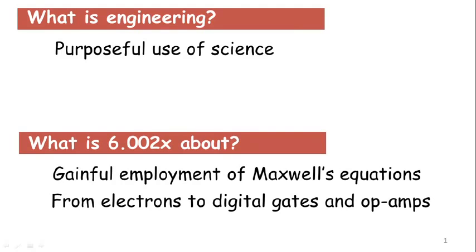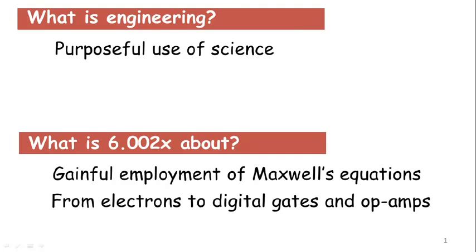6002X is about the gainful employment of Maxwell's equations, going all the way from electrons to digital gates and op-amps. As I mentioned earlier, just as engineering is the purposeful use of science or nature, 6002X is about the use of Maxwell's equations. Now, when you have nature, that is what is. So you can study nature, and that is science. You're not allowed to change anything.